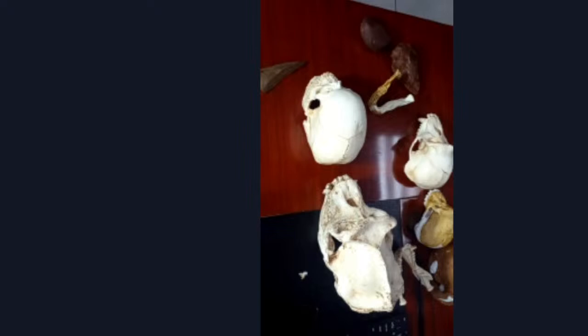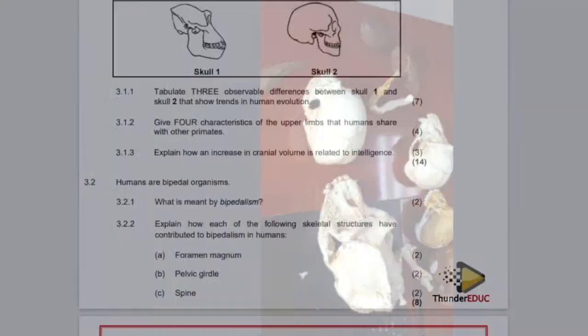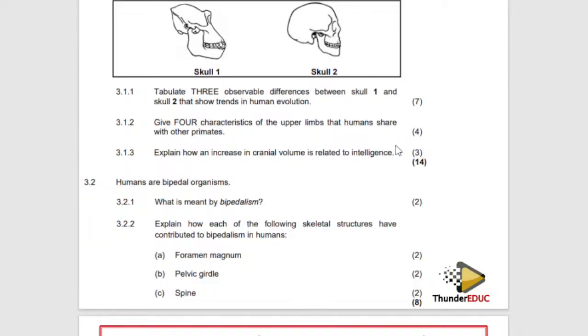So if you are saying tabulate the differences, then you're gonna say what's happening in scale one. You'll find out that scale one has the brow ridge well pronounced. You can see them here. While skull 2, are the brow ridge pronounced? No, they're not that pronounced.